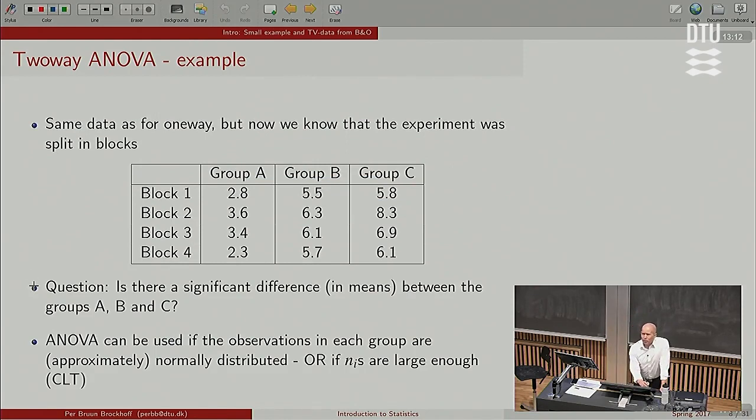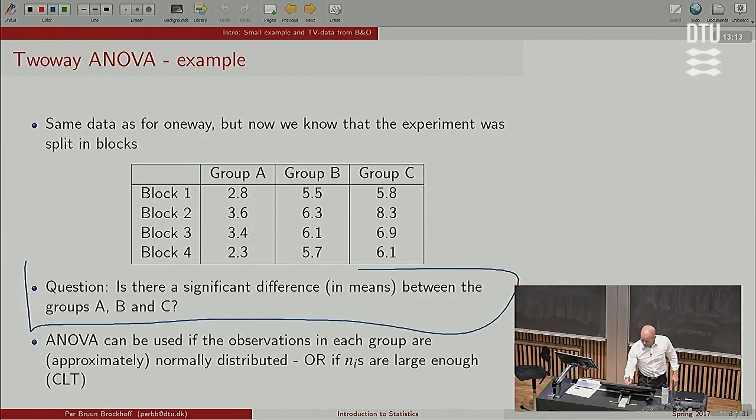Some of this is going a bit rapid because you'll see a presentation today, which to a large extent is almost a copy of what we did last week, just with this extra two-way thing on top of it, right? The question, I said it already, is the same as last week. Is there a significant difference in means between the three groups? Actually, we could also ask the other question, we'll get back to it. Is there a significant difference between the blocks? Now, that's not why we did the study in the first place.